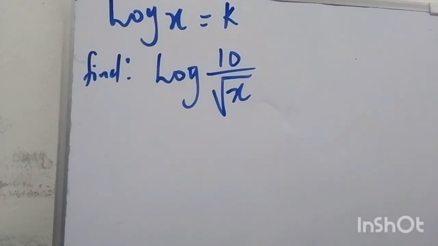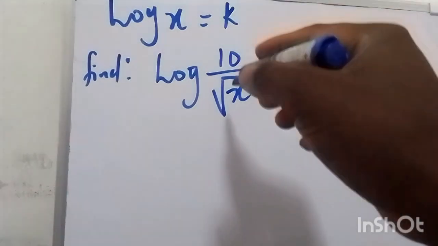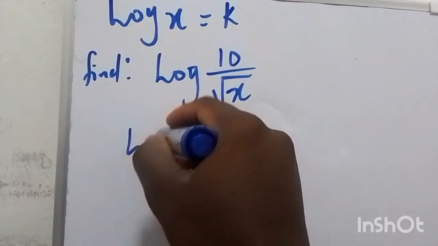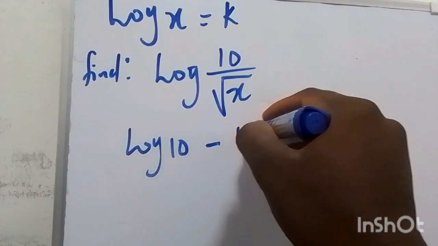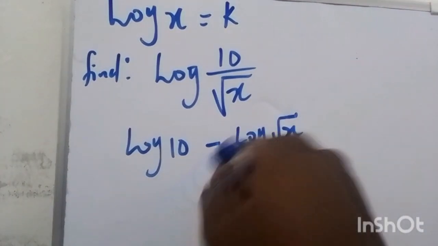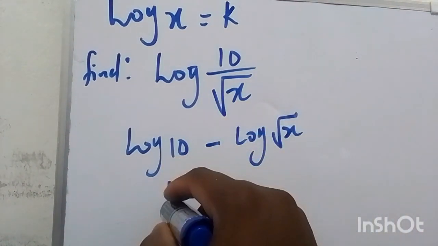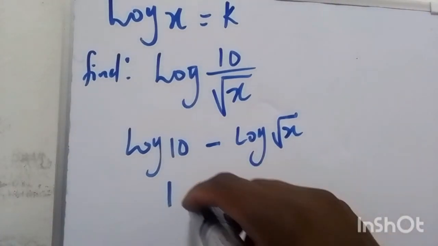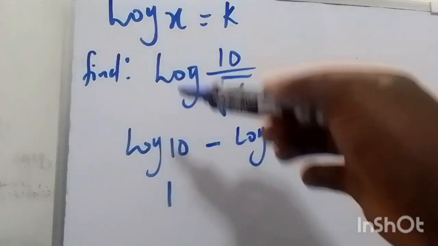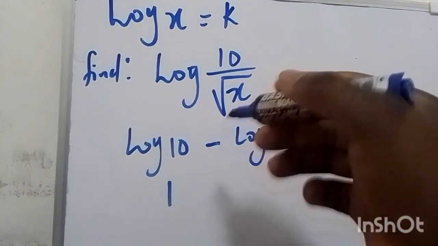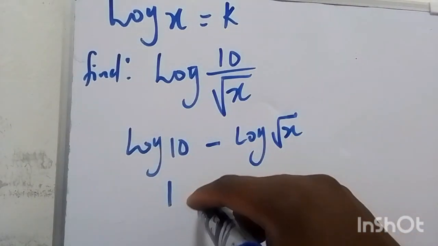Alright, to solve this question, we have log 10 over, it's still the same as the rule of division. So we simply expand it to become log of 10 minus log of square root of x. We all know that the log of 10 is 1. In case you don't know, please go and learn the log of standard forms, log 1, log 10, 100, like this. It's quite easy. Just search online, or watch my previous video, you will see it also.